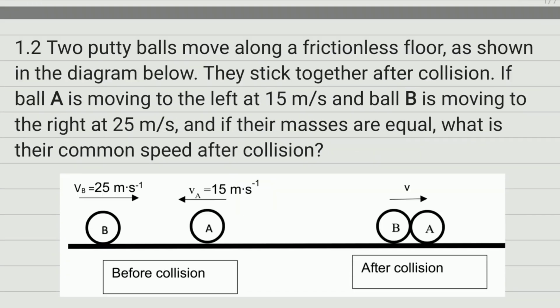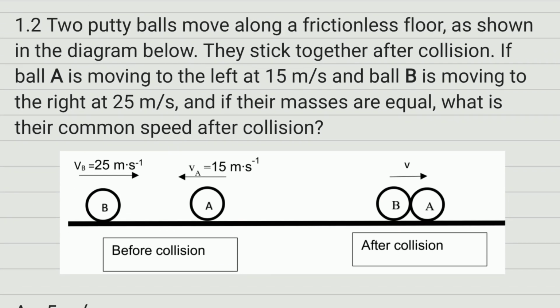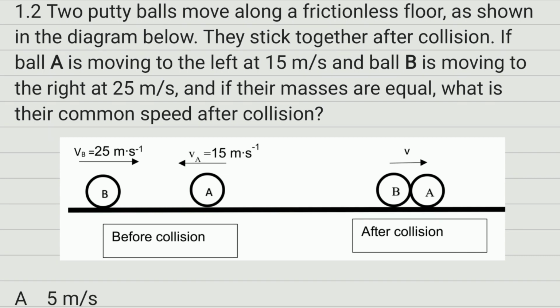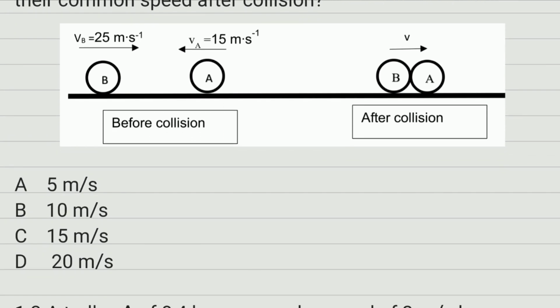Now the problem starts with question 1.2. They say two balls move along a frictionless floor as shown in the diagram below. They stick together after collision. If ball A is moving to the left at 15 meters per second and ball B is moving to the right at 25 meters per second, and if the masses are equal, what is the common speed after collision? In this case we have to use the conservation of momentum, and let's start doing that even before looking at the possible answers.